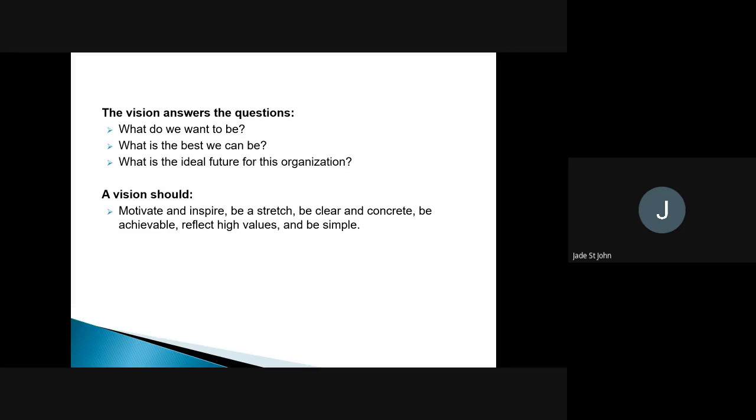Right? So it's not just, all right, well, we want to sell 100 cars. Is that the best you could do when you think about a vision statement? Just think about a vision for your own life, like where you see yourself in 5 years. Vision should motivate and inspire. So if it's not motivating or inspiring you, scrap it, write a new one, right? Our vision should be a stretch, be clear and concrete, be achievable, reflect high values, and be simple. So sometimes when you're writing a vision, it has to be achievable, but it has to sound as though it might be unachievable, but it must be realistic when you are writing your vision statements, right?